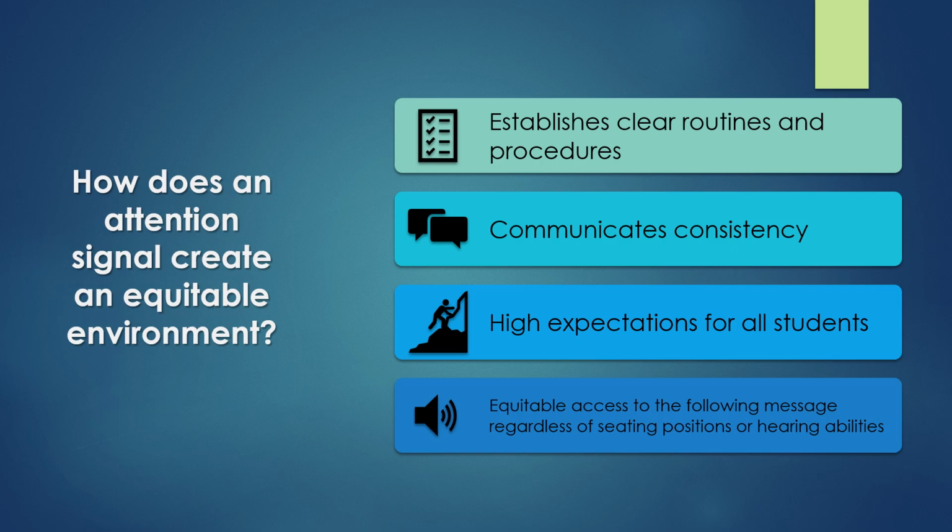Delivering an attention signal and encouraging 100% participation communicates consistency. Holding high expectations for all students in your room means that you respect each person in this learning environment and you don't hold different expectations for different students. Most importantly, when you get the class's attention, we know your intent is not to be the center of attention. Making sure the class is quiet means you're also making sure everyone has access to the following message, instruction, or information, regardless of where they're sitting, who they're sitting near, or what their hearing abilities might be.